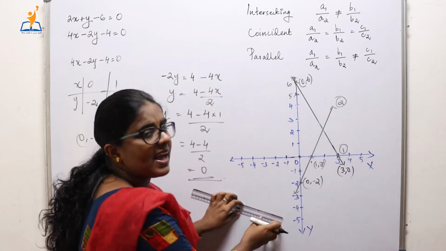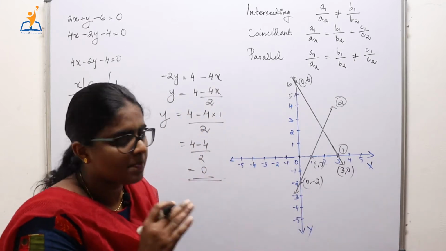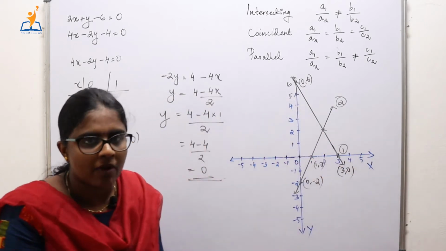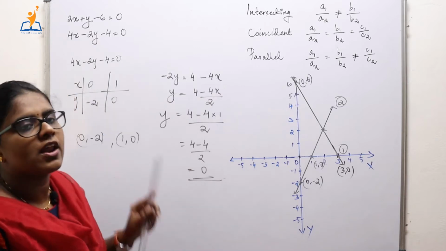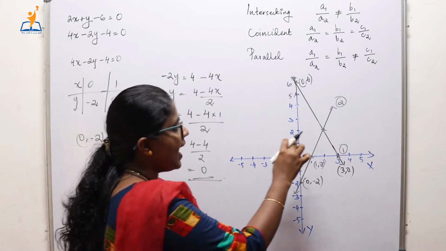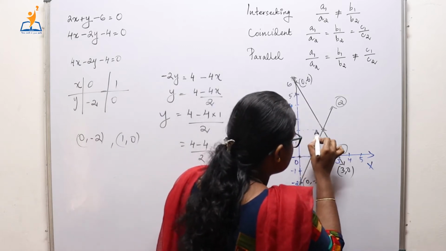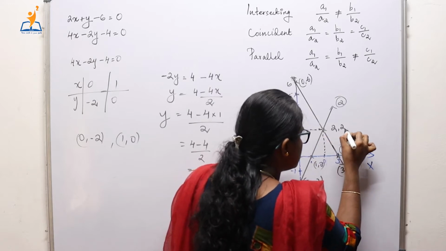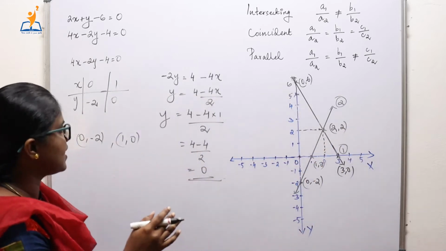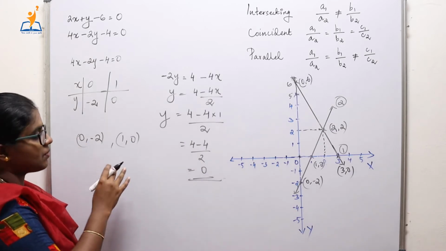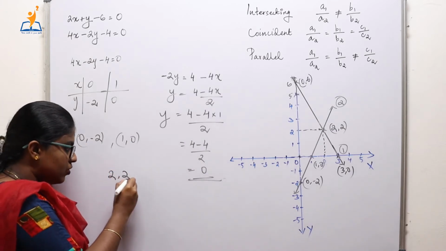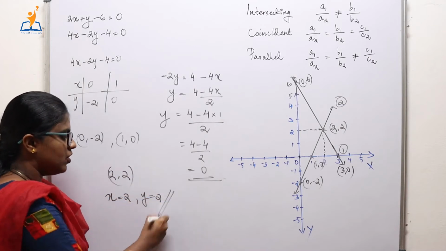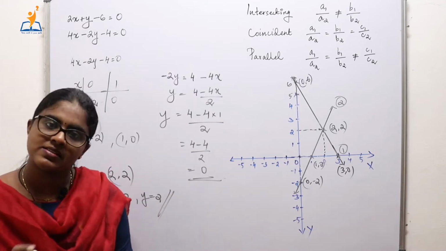And it is clear that these 2 lines intersect at a point, and this particular point of intersection is the solution for this pair of linear equations in 2 variables. And we can see that here it is 2 and here it is 2. So this particular point is (2, 2). So the solution of this pair of linear equations in 2 variables is (2, 2), that is x is equal to 2 and y is equal to 2. So that's this question. Now we can discuss another question.